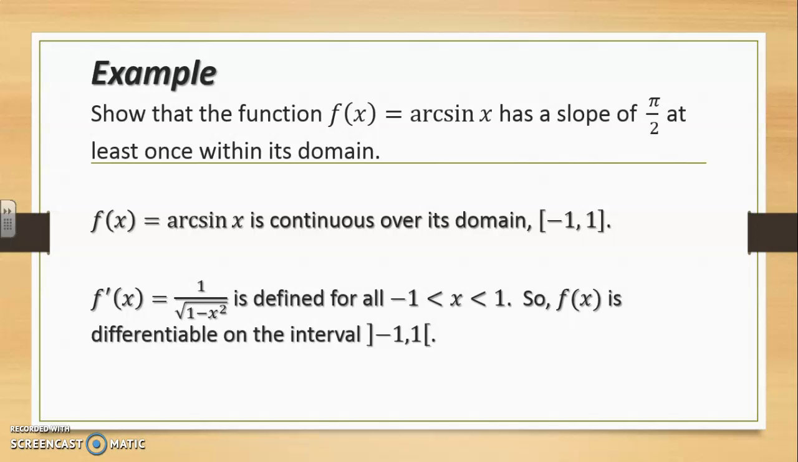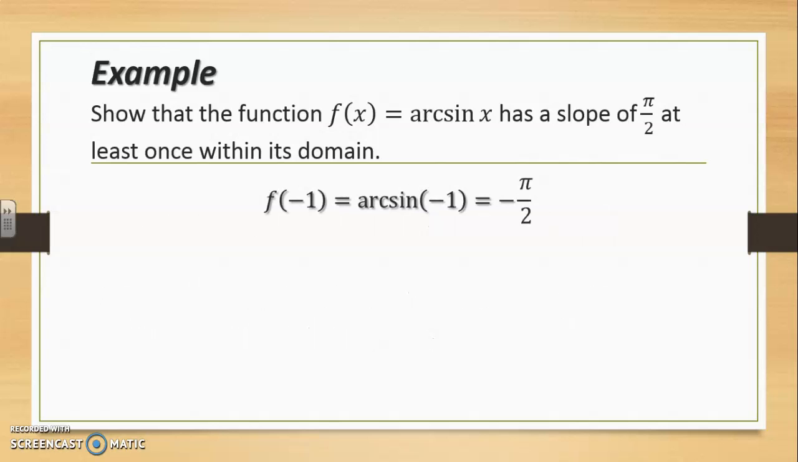F prime of x, which is defined as 1 over the root of 1 minus x squared, is defined as long as there is no division by 0, so x cannot be 1, nor can it be minus 1, and as long as the content of the root stays positive. So that's guaranteed for all values of x between minus 1 and 1 exclusively. So f prime is defined, in other words, f is differentiable on the interval minus 1 to 1 exclusively.